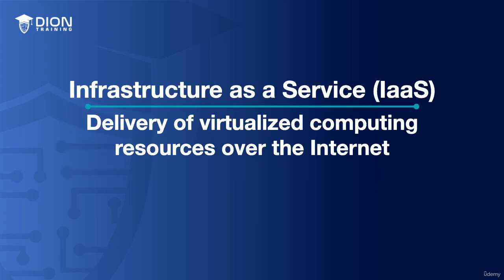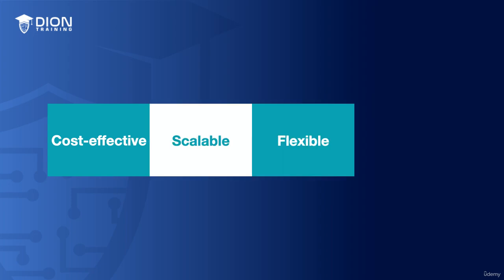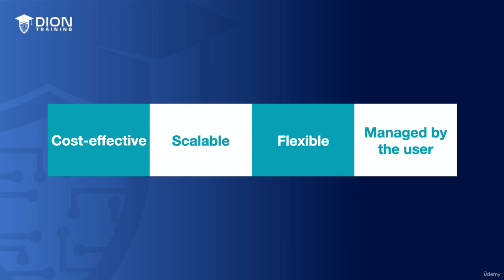Now, the second service model we have is known as Infrastructure as a Service, or IaaS. Now, this refers to the delivery of virtualized computing resources over the internet, including servers, storage, and networking. Infrastructure as a Service is a cost-effective way for organizations to access computing resources, and it offers scalability and flexibility, much like a software as a service product does. When you're using infrastructure as a service, though, your organization is responsible for managing and maintaining the operating system and applications that are running on the virtual machines that you placed inside of this infrastructure as a service technology.